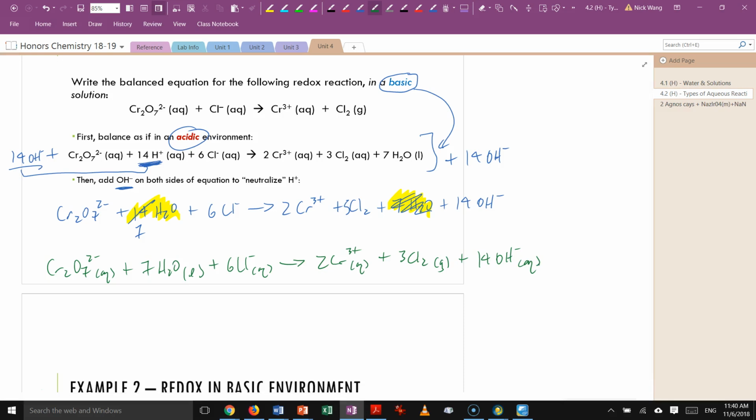All right, so big recap. You're given this prompt to start off at the top, so Cr2O7 and so on. All this right here is your prompt. They ask for a basic environment, but your first step is to balance it in an acidic environment and then flip it to being basic after that. And that's what we just did here by adding the appropriate number of hydroxides, so you end up canceling off all the H+.